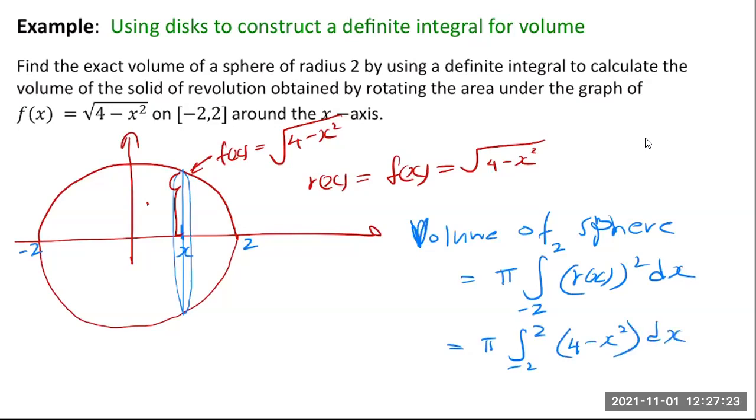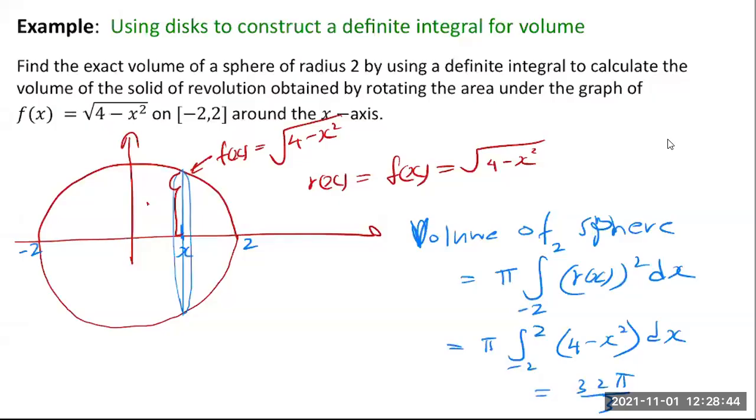All you need to do is find this definite integral now. If you plug that in here, you will get the final answer. If you calculate the definite integral, you should get 32 pi over 3. This is the exact volume of the sphere obtained by rotating this region about the x-axis. This is a straightforward application of definition 6.2. All right, let's move on.